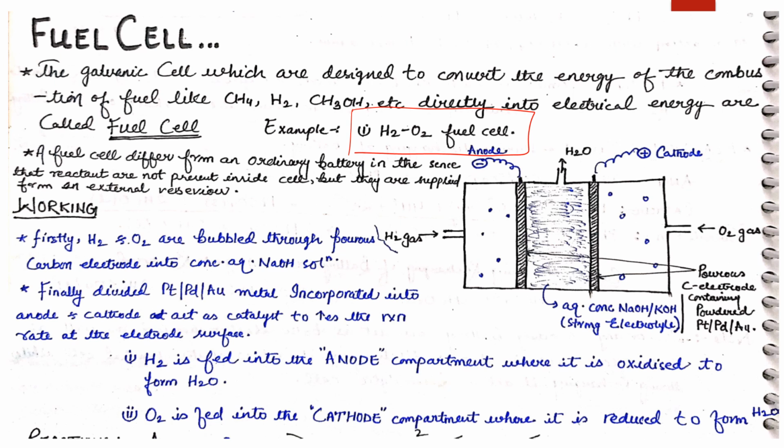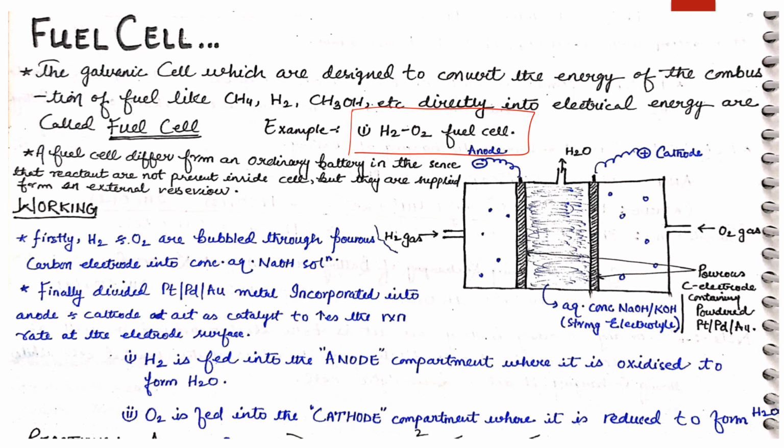This fuel cell is different from other cells, that is the primary or the secondary battery, in the point of view that the raw material that is required for the working of the fuel cell is not present inside the cell. But unlike in the other primary or the secondary batteries, you saw that the raw material that is required for its working are present inside the cell.